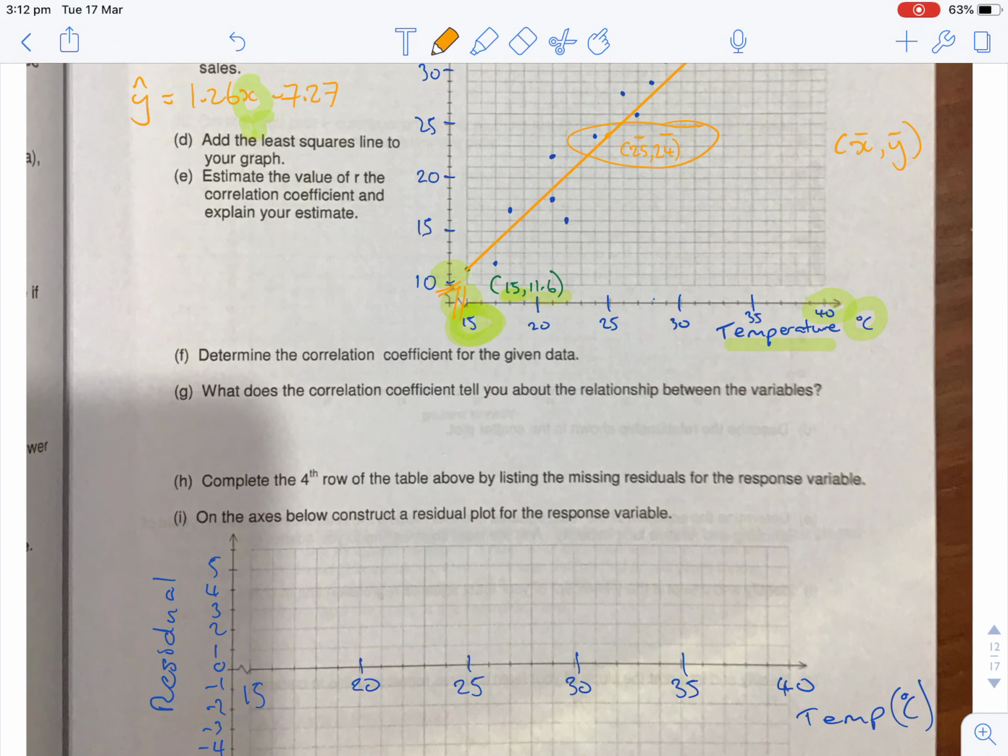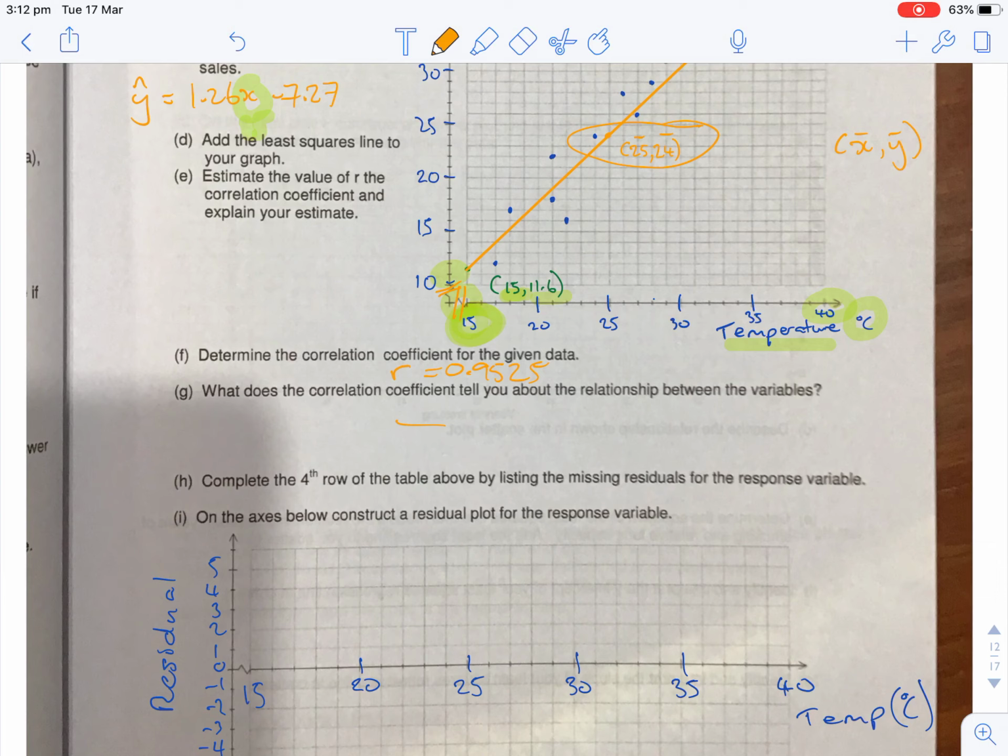Determine the correlation coefficient. We saw that on the screen already. So my correlation coefficient for the data was my R is equal to 0.9525. And that tells me that I've got a strong positive linear relationship. And I've explained that there.